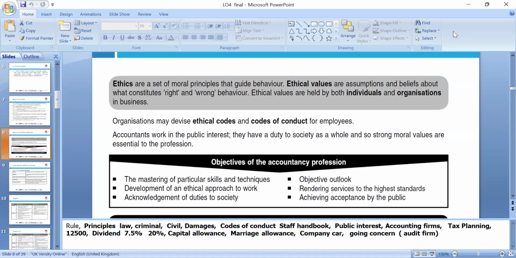On principle, law can be criminal or civil; if you don't follow the rules and regulations, or the code of conduct like a staff handbook, that is a concern for the public interest. For an accounting firm, tax planning is legal, but tax evasion is illegal, and we can advise on tax planning, but not tax evasion. So we need to look at things like the marriage allowance. You can give advice to the client, but nothing conflicting.